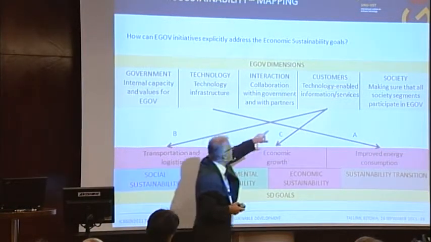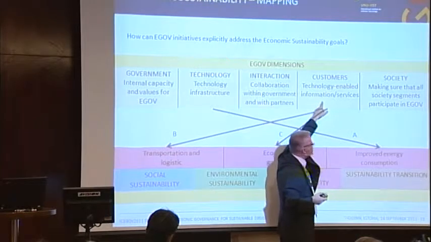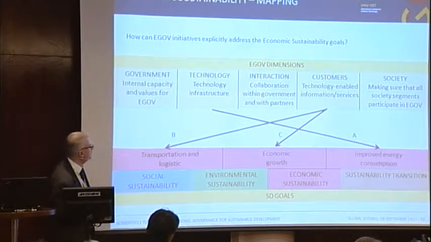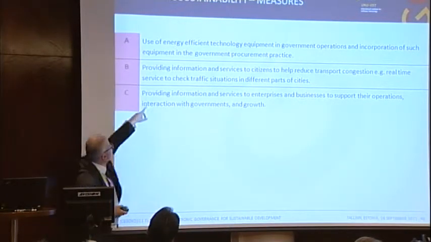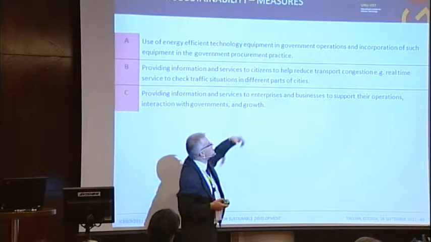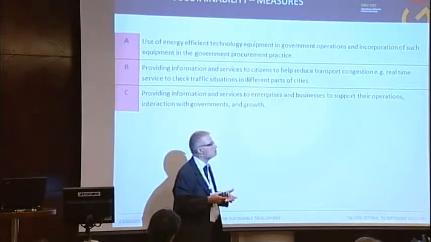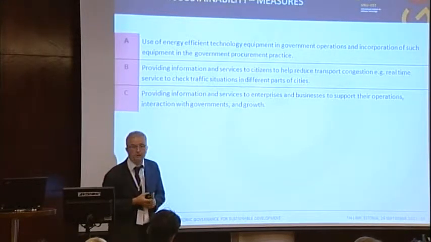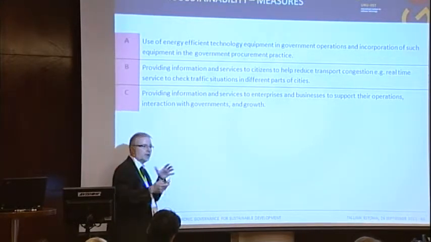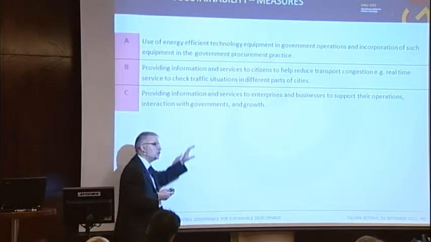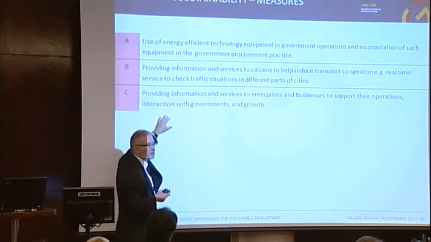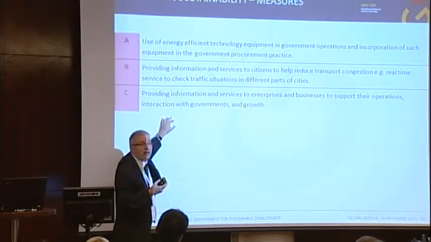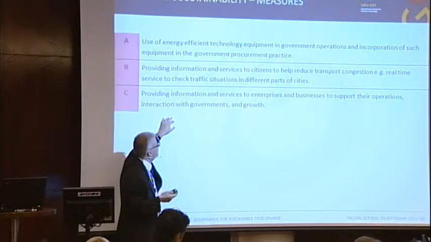transportation and logistics, how the technology-enabled services can help transportation and logistics objective, which is B, providing information and services to citizens to help reduce transport congestion. For instance, real-time service to check traffic situations in different parts of cities. Okay, so a way of trying to map for each of these concrete measures. Of course, there are many examples around the world to actually illustrate how they are operationalized.